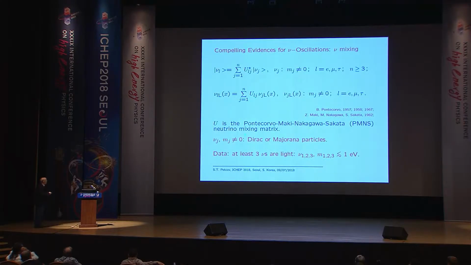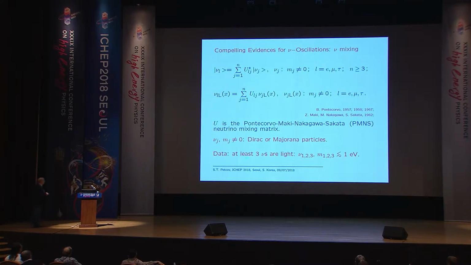Now, what is the problem? We know from the data that neutrinos have mass and mix. That means that the states, the fields of the left-handed neutrinos which enter the weak interaction Lagrangian are actually linear combinations of fields of neutrinos which have definite but different masses. U here is the Pontecorvo-Maki-Nakagawa-Sakata neutrino mixing matrix, which is the analog of the quark mixing matrix.